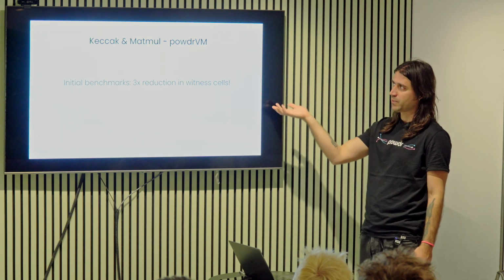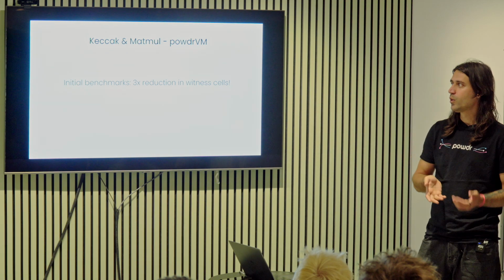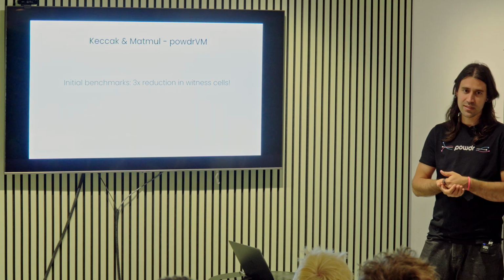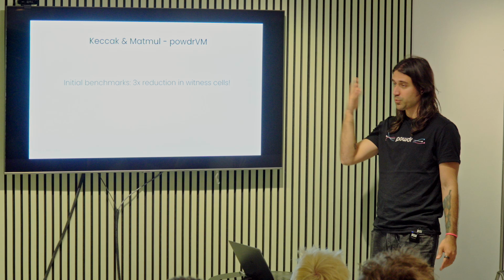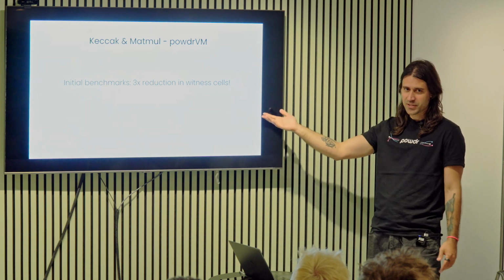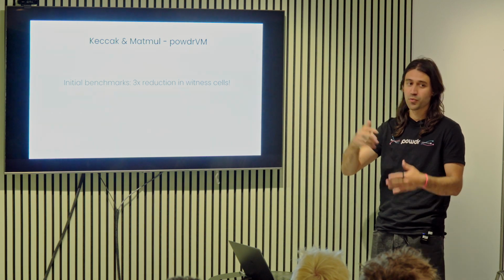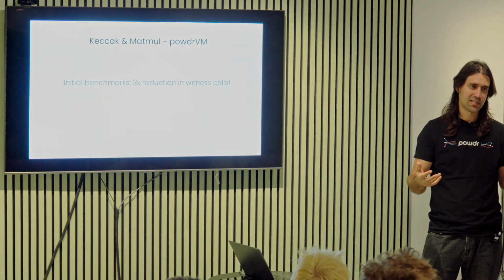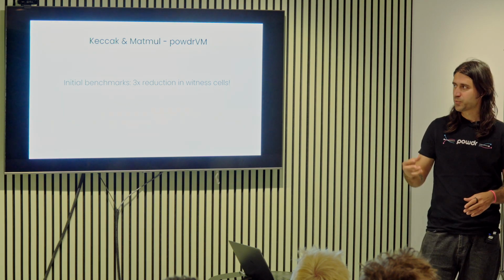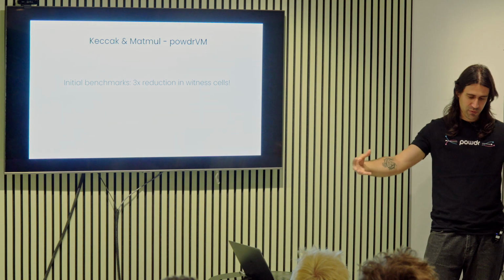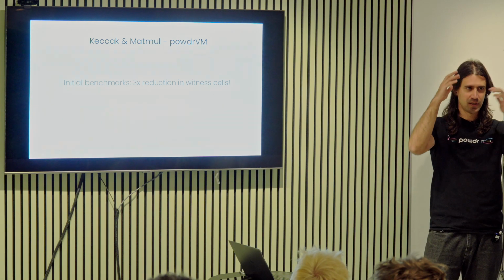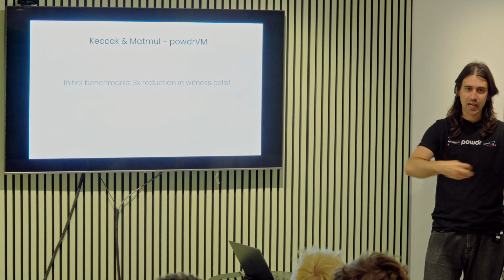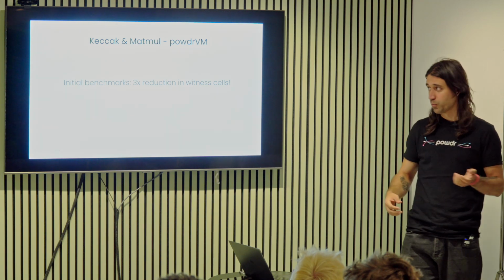And in the first implementation we did for powdrVM, we saw a 3x reduction in witness cells, and witness cells usually translate directly to proof time. What it doesn't translate necessarily into is when you do recursion, which is often the case if you have big proofs. You have this proof time for a lot of different what we call segments or chunks, and then you have this recursion tree that compresses like 100 different segments into a single proof.